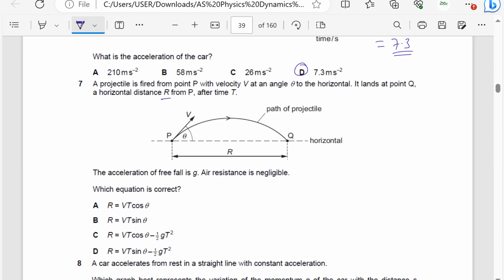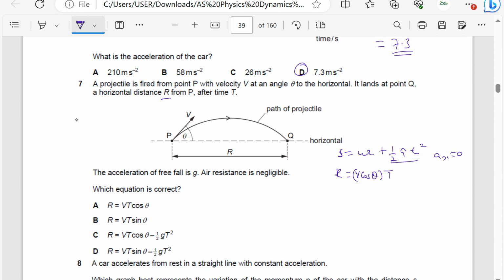Remember S, I'll just use s equals ut plus a half at squared. Remember, acceleration in the horizontal is 0. So if I use acceleration in the horizontal as 0, then r is going to be, resolving v in the horizontal, v cos theta, then times t.